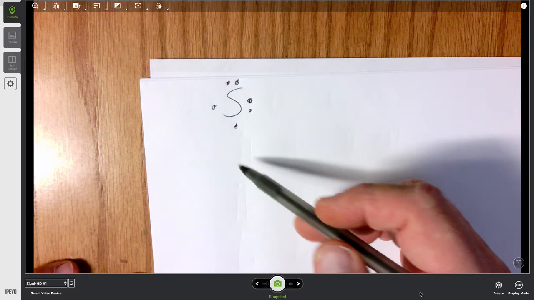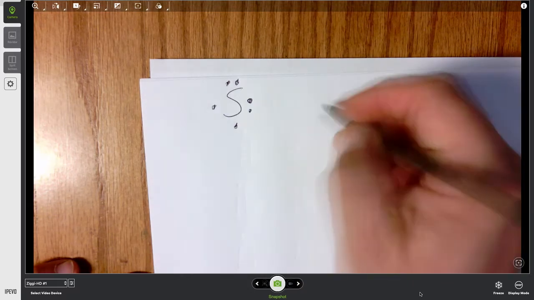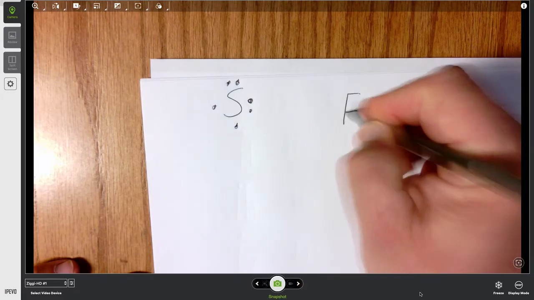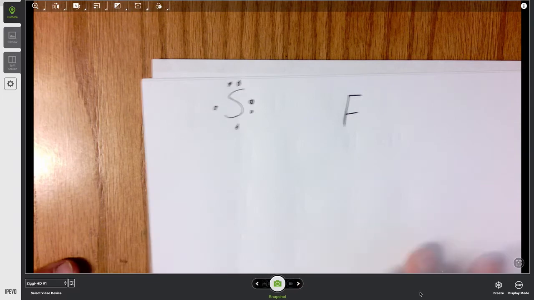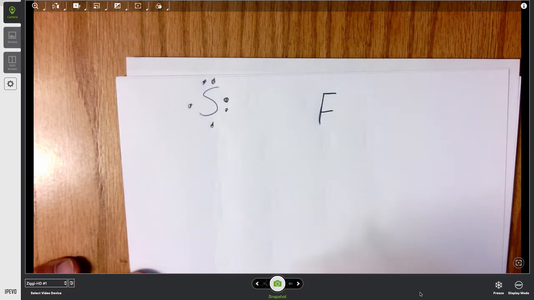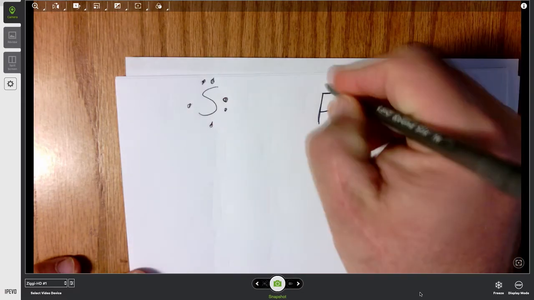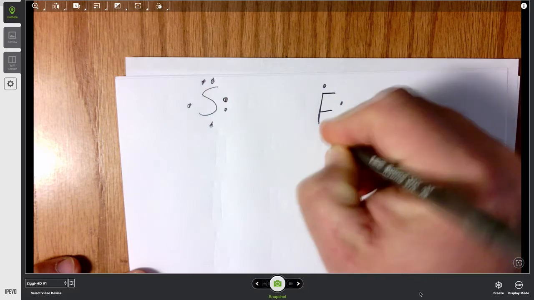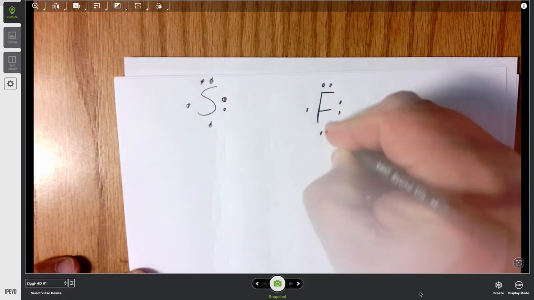And then you look at something like bromine. Now let's look at fluorine, since that was in the video we saw earlier. All right, fluorine. It's in group what? 17. How many valence electrons? 7. Okay, 1, 2, 3, 4, 5, 6, 7.